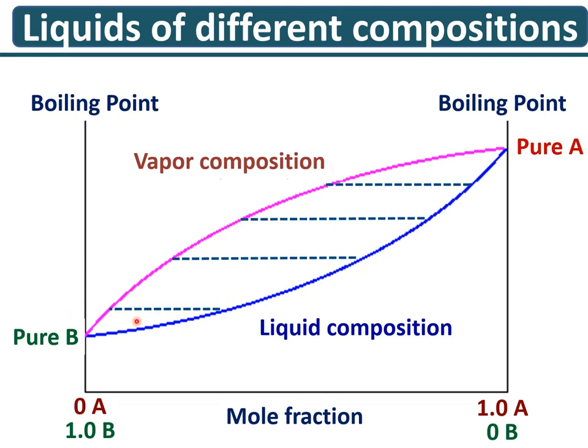This is a good place for a question in the exam. If I asked you the tie lines connected the different or the corresponding compositions in the solution and in the vapor phase, where in the vapor phase the composition is rich in which material, B or A, the more volatile or the less volatile. You should be familiar with these types of questions.